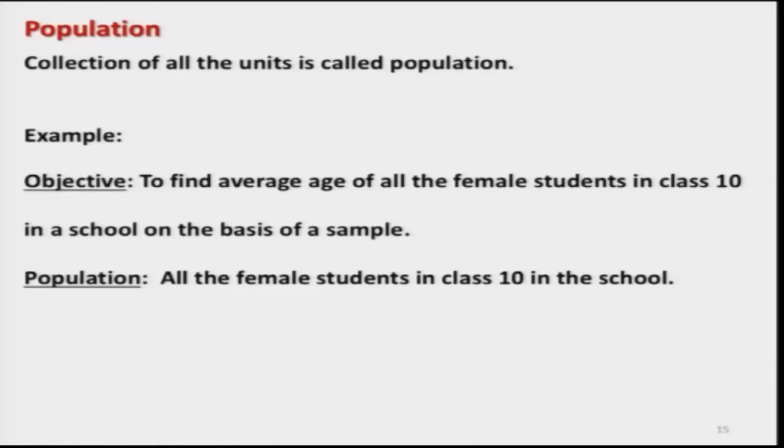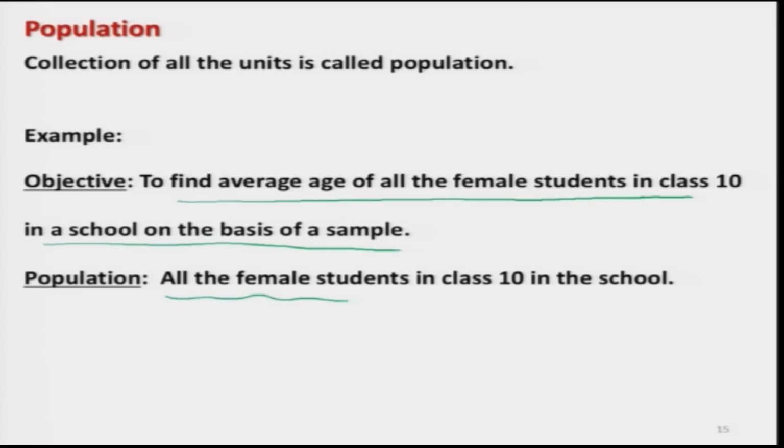Similarly, suppose I want to find out the average age of all the female students in class 10 in a school on the basis of a sample. Then my population is going to consist of all the female students in class 10 in that school. That will be my population.